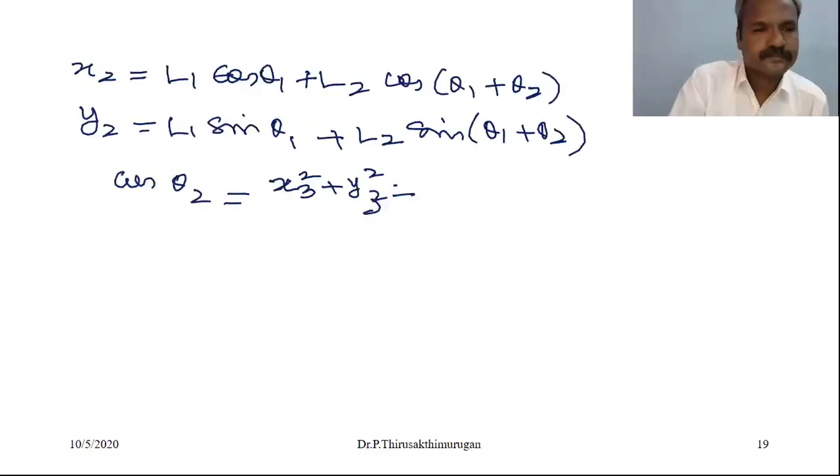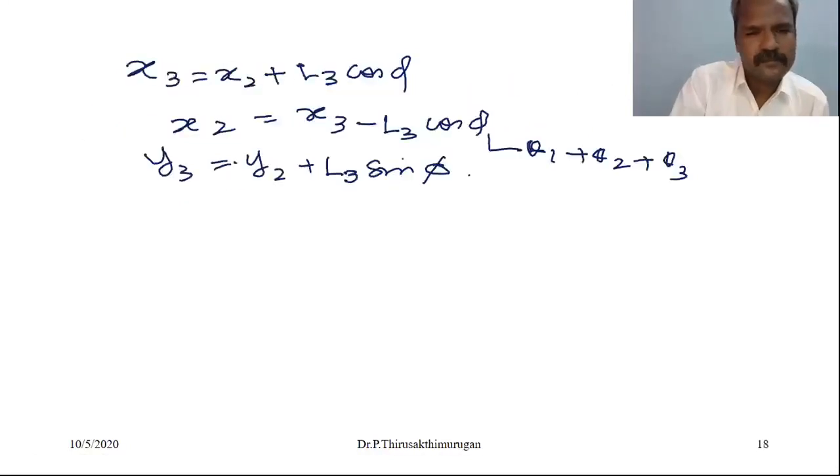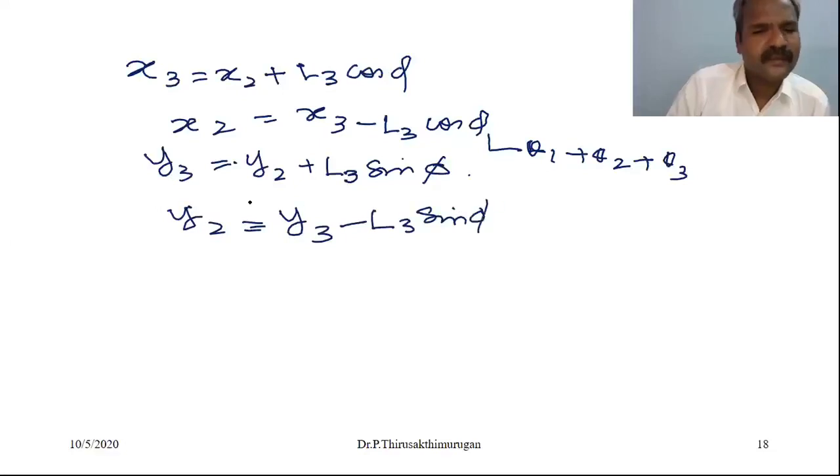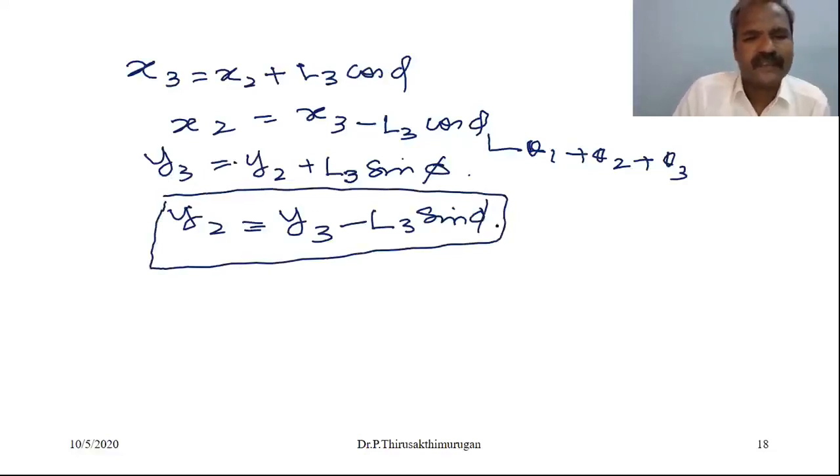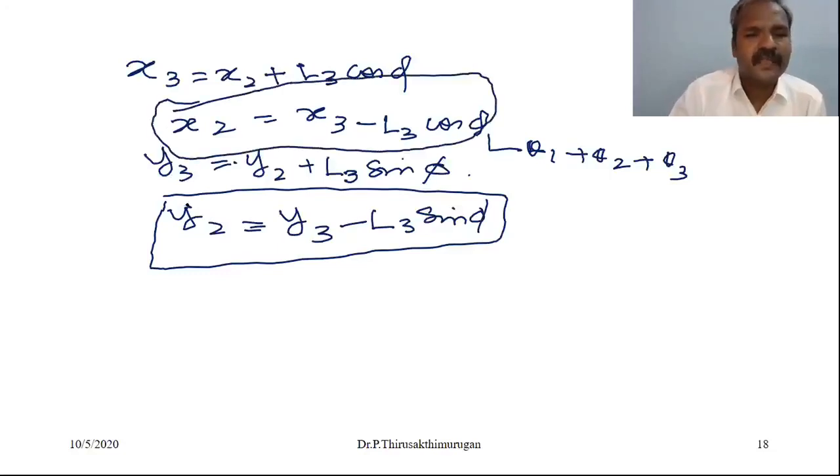Actually, here I missed one thing. So y2 equal to y3 minus L3 sin phi. Okay, so the new here in this case y2 equal to y3 minus L3 sin phi, x2 equal to x3 minus L3 cos phi. So using these two relations, we can determine the final solution.